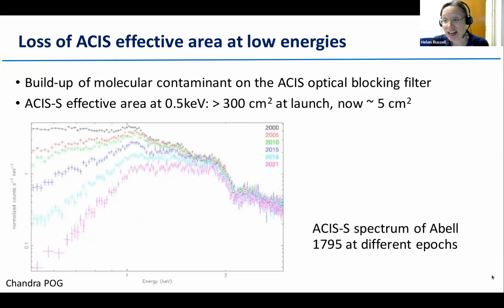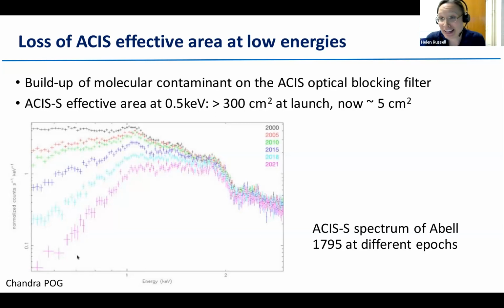Unfortunately, this science is now completely out of reach with Chandra because of the loss of ACIS's effective area at low energies. This is a plot here from the Chandra Observing Guide showing you the ACIS spectrum of a rich galaxy cluster. And you can see different epochs of the observation. Here we move from the year 2000 to 2021. And you can see the count rate just drop away in the soft band here.